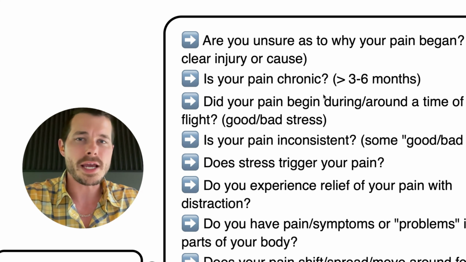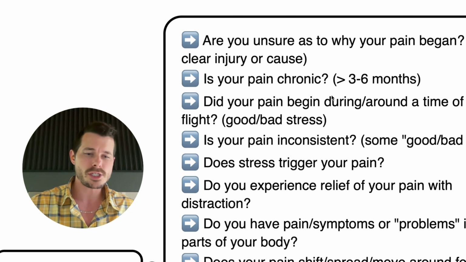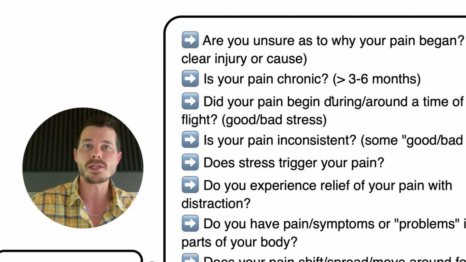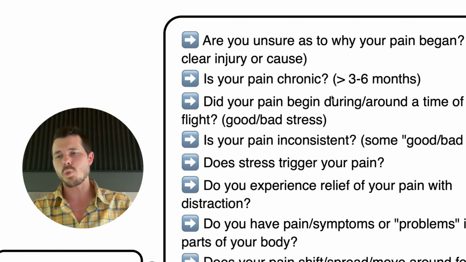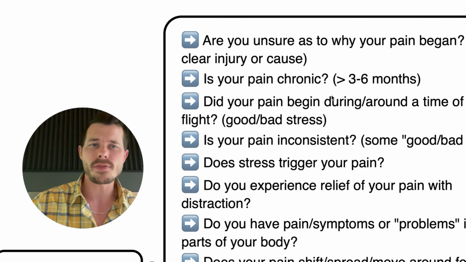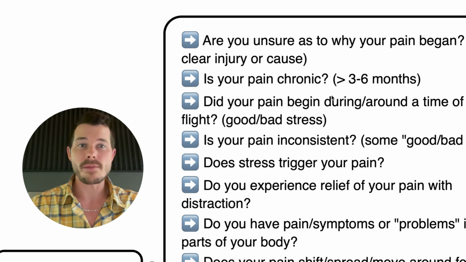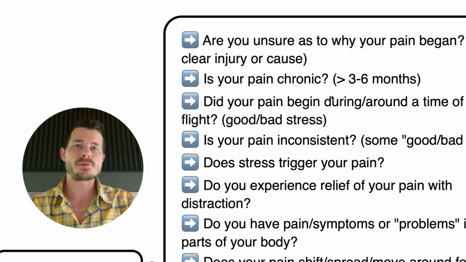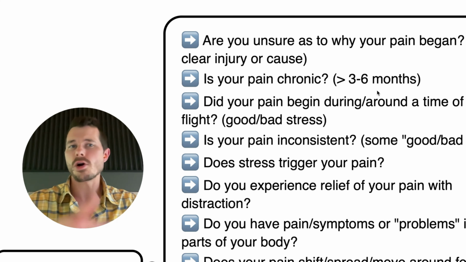Is your pain chronic? Most things in the body, including disc herniations, will heal and reabsorb within a 6-month time frame. But why is it that symptoms could last beyond that? 6 months, 9 months, 6 years. Is it possible your symptoms are more of the brain than they are of the body at this point?